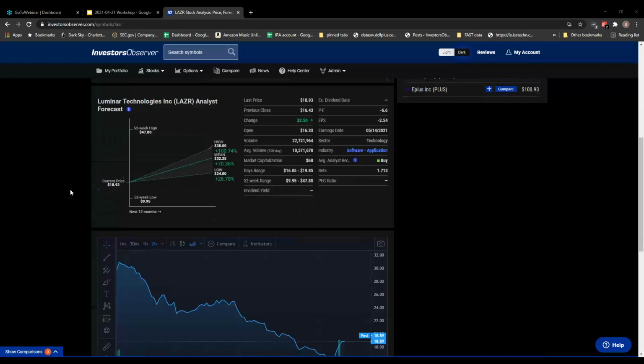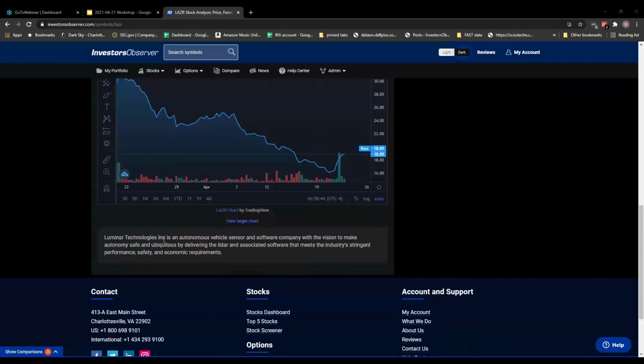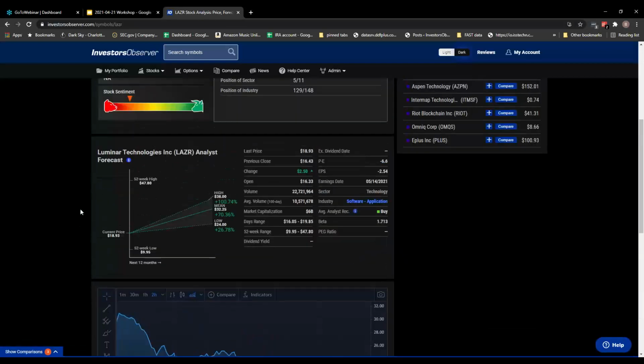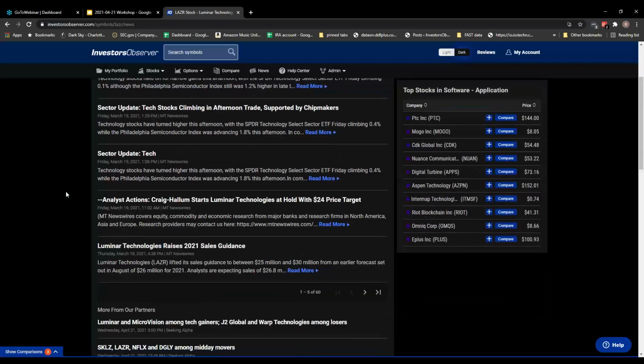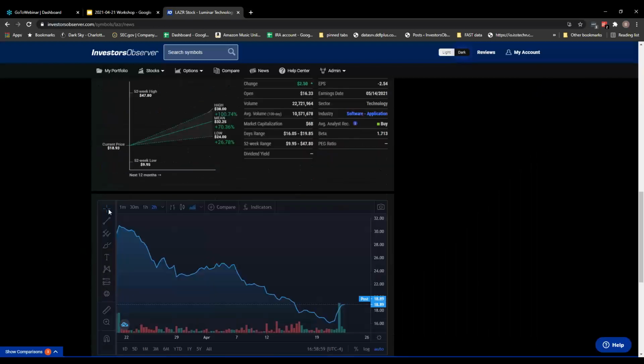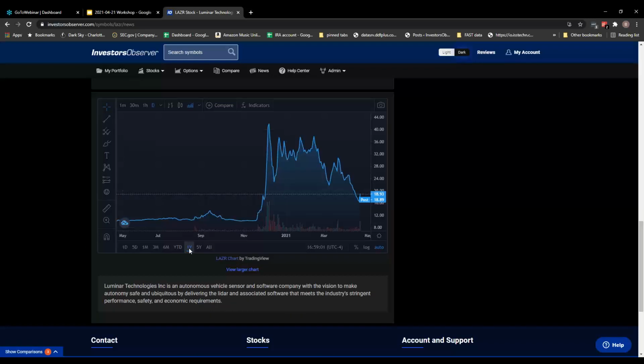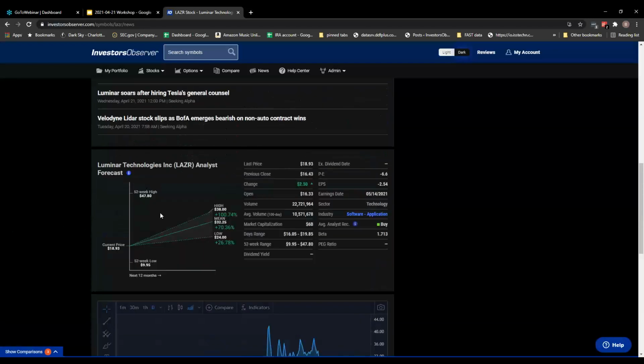All right, so what is happening with Luminar? I've seen this stock, but I don't remember exactly what it does. Autonomous vehicle sensor and software company. My guess is, it doesn't seem like there's any real news here. It got caught up in the mania around electric and self-driving cars, and went nuts.